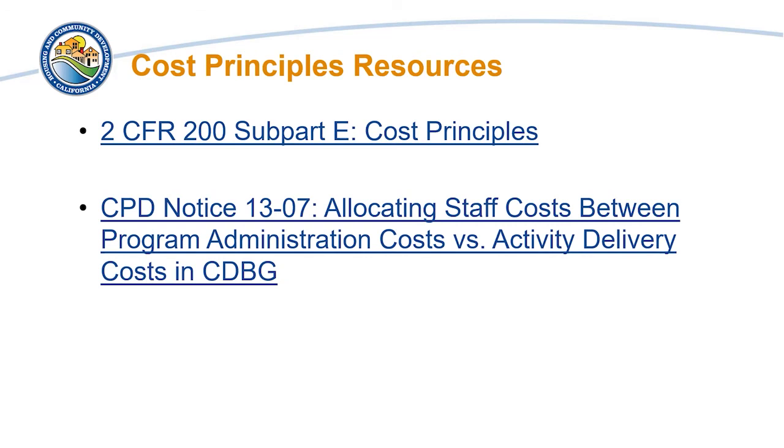For additional resources, cost principles are located in the Uniform Administrative Requirements at 2 CFR Part 200, Subpart E, hyperlinked here. In addition, CPD Notice 13-07 defines and contains guidance for classifying costs as program administration costs and activity delivery costs.